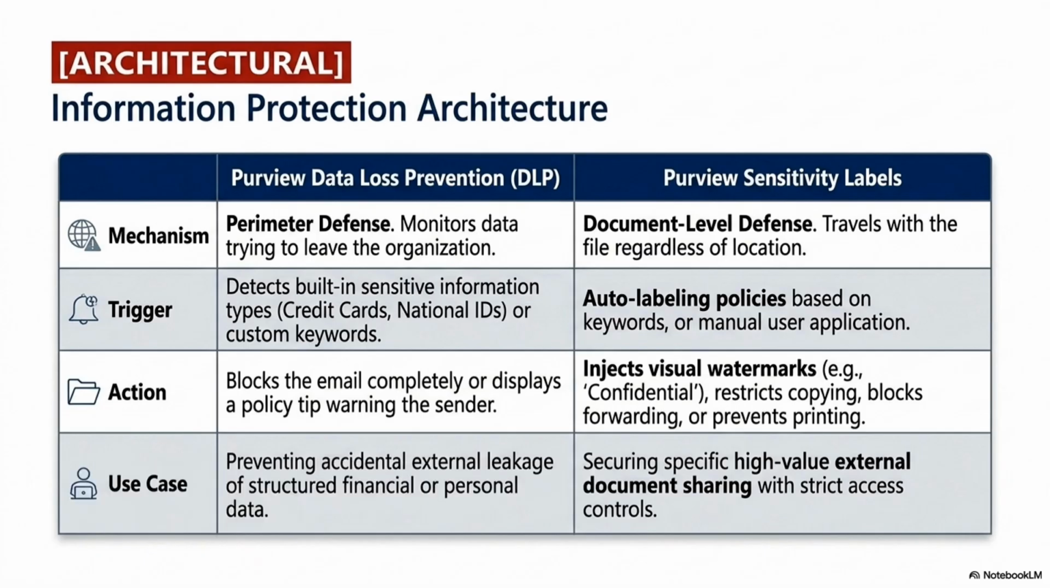Sensitivity labels work differently. They are a document-level defense. The protection travels with the file itself, no matter where the file goes. You can set up auto labeling based on keywords or let users apply labels manually. Once applied, the label can inject a visual watermark like confidential, restrict copying, block forwarding, or even prevent printing. This is ideal when you are sharing high-value documents externally and need strict access control.